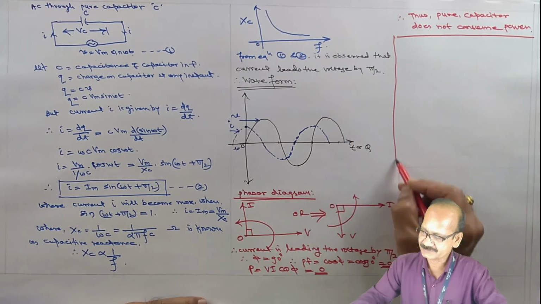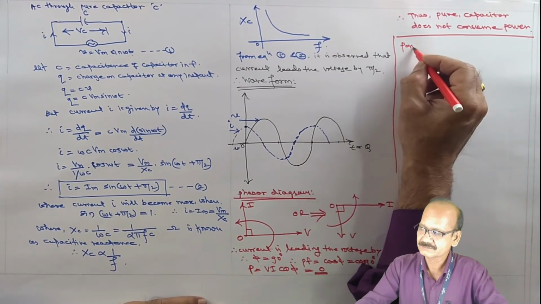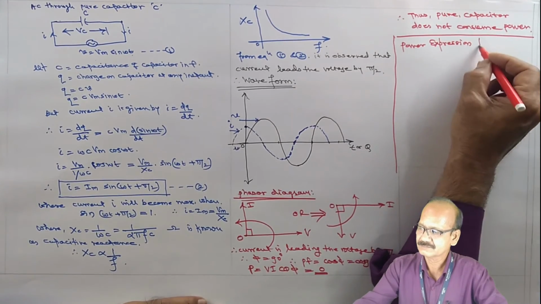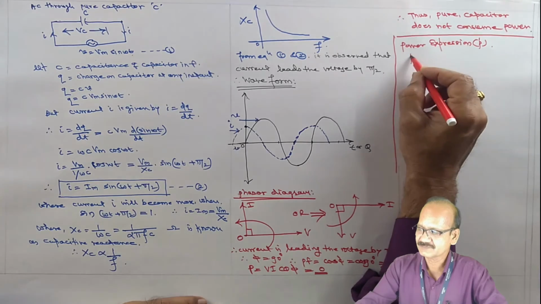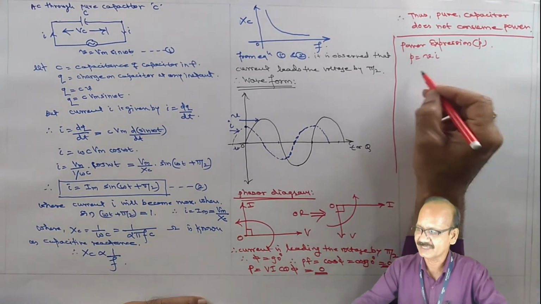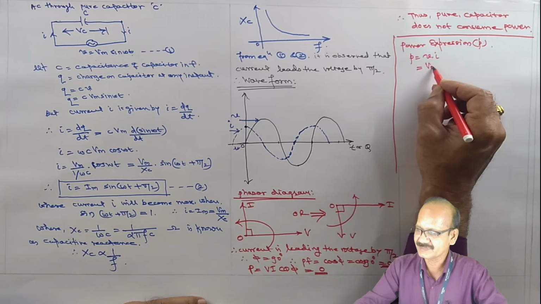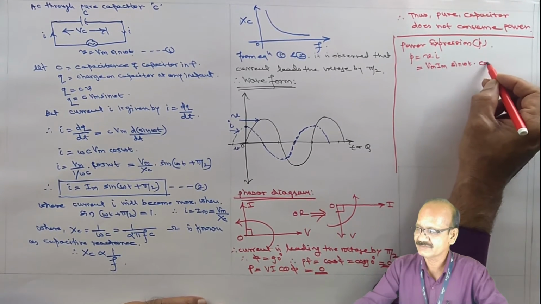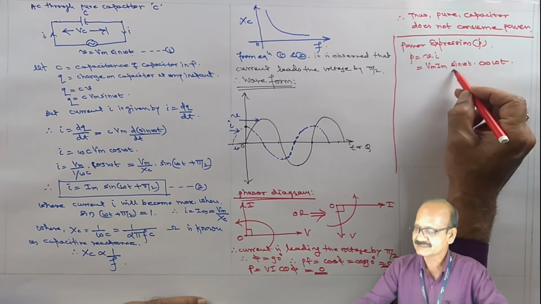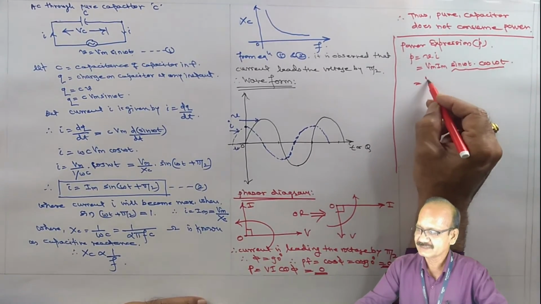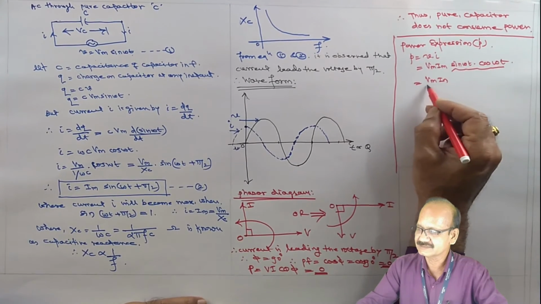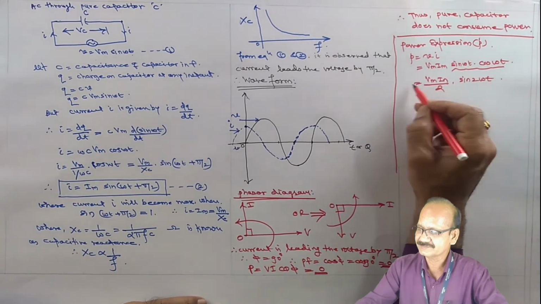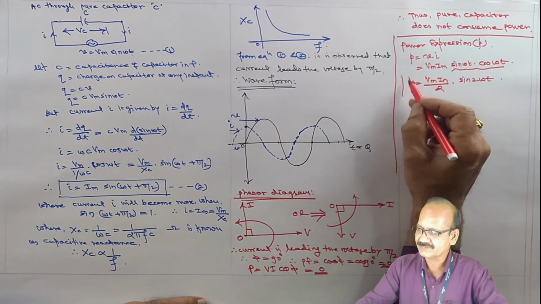Say the power expression. Small p equal to small v into small i. This can be written as Vmax Imax sin omega t into cos omega t. But what is sin omega t into cos omega t? That is Vmax Imax upon 2 times sin 2 omega t. So this is the expression for power.